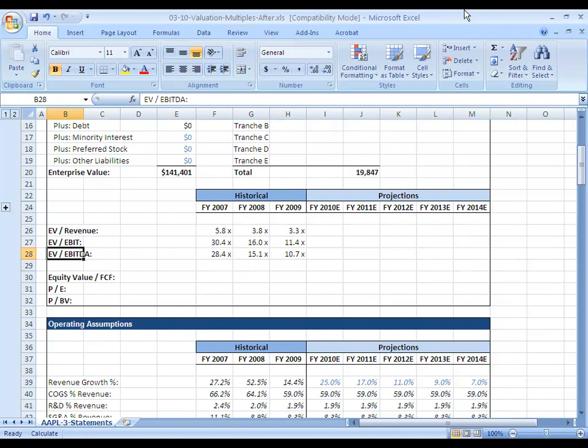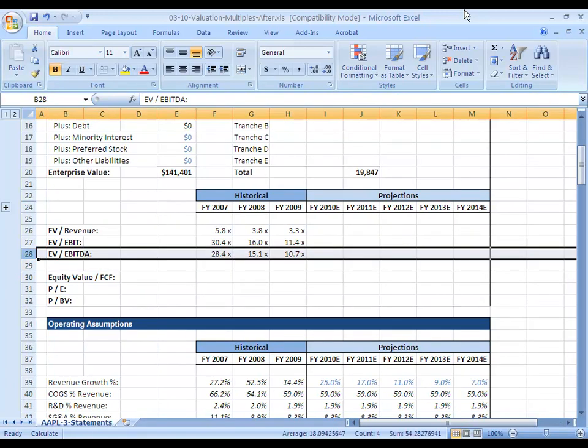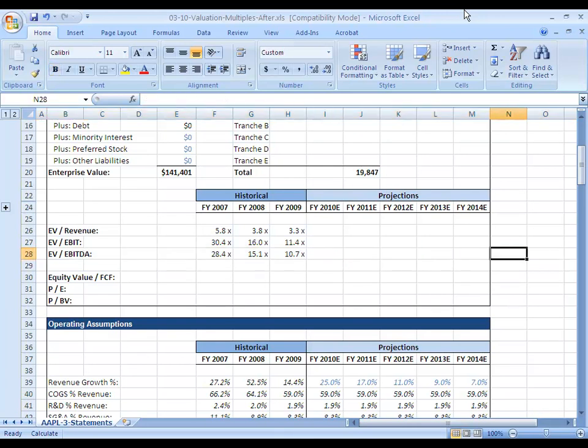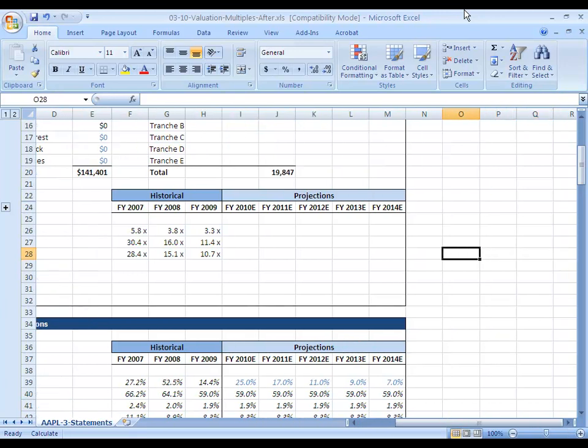Another case where EV over EBITDA is a little less applicable is when you're dealing with energy companies. With any type of energy company, usually you care more about metrics based on their oil or energy production. So you might look at a metric like price over millions of cubic foot equivalents. Cubic foot equivalents is just a metric for how much energy they're actually producing. So with energy companies, you tend to look at those types of multiples.